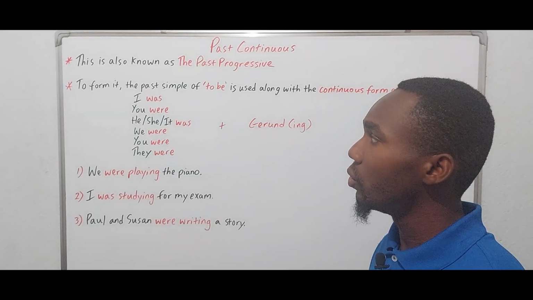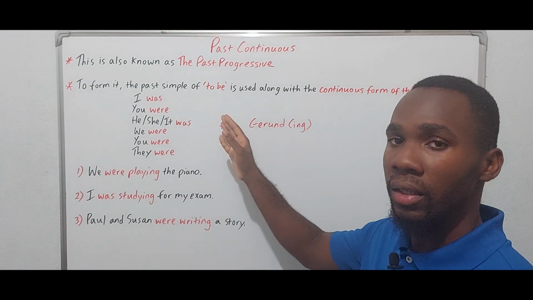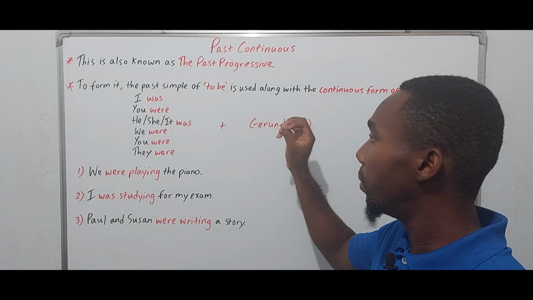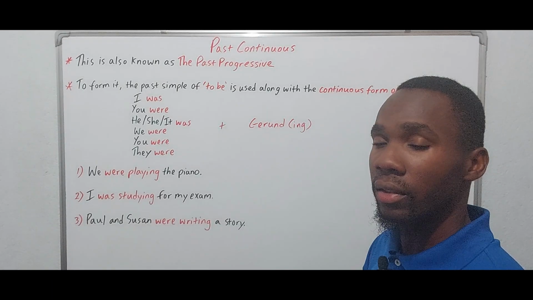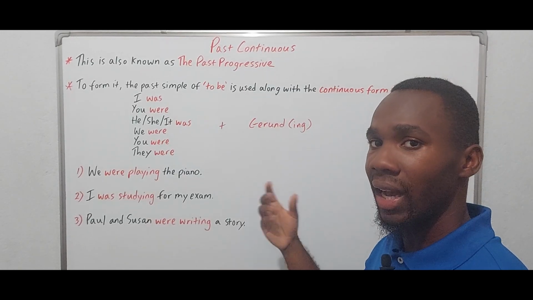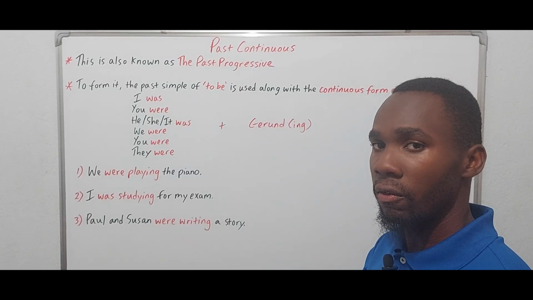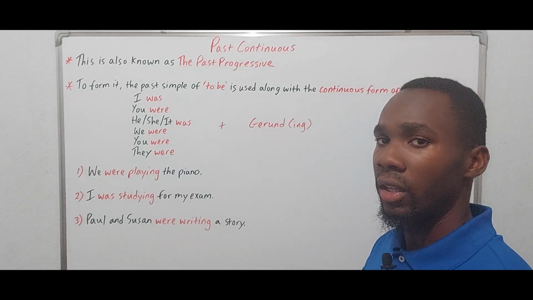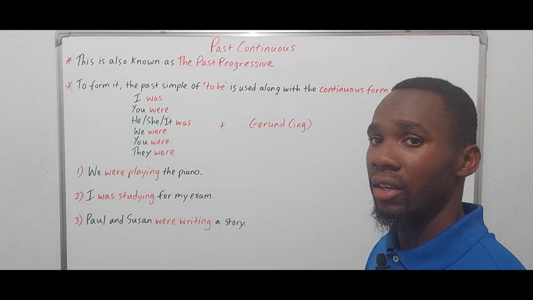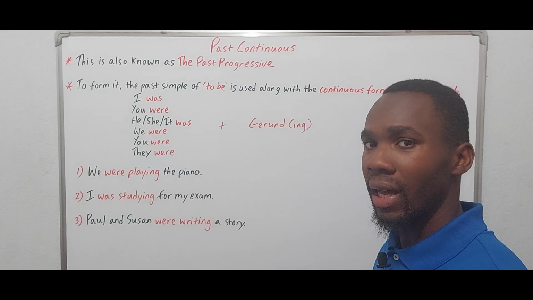When it comes to the formation, we use the past simple of to be, which will be our auxiliary verb, followed by the gerund. And we note that in order to form the gerund, we generally add the suffix ing to the end of the verb. But there are some verbs that are special in that they require spelling changes. We're not going to focus too much on that.